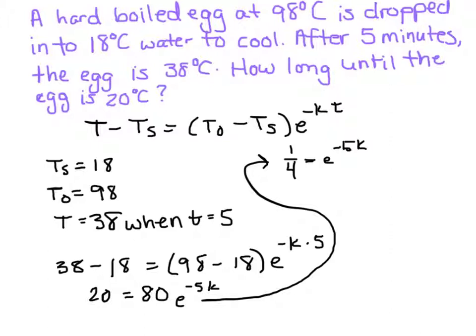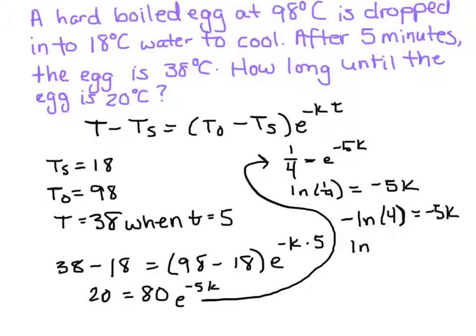Let's take the natural log of both sides. So the natural log of 1/4 equals the natural log of e to the negative 5k, which is just negative 5k. Then the natural log of 1/4, remember, 1/4 is the same thing as 4 to the negative 1. The natural log of 4 to the negative 1 is the negative natural log of 4 equals negative 5k, or the natural log of 4 equals 5k, because the negatives divide out. So k is equal to the natural log of 4 divided by 5.